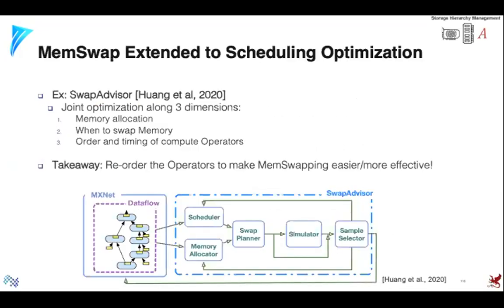Now, memory swapping, although it's only concerned with memory operations, lives in the context of other operations happening in the backpropagation system: the allocation and deallocation of memory, the order and timing of the different computing operators, and in addition, when to swap memory. So you can go further and jointly optimize the scheduling of these three types of operations. And that can actually make memory swapping even easier or more effective under this joint optimization scheme.